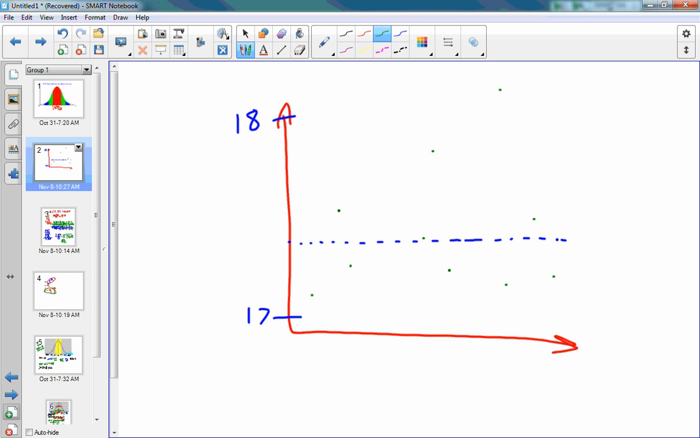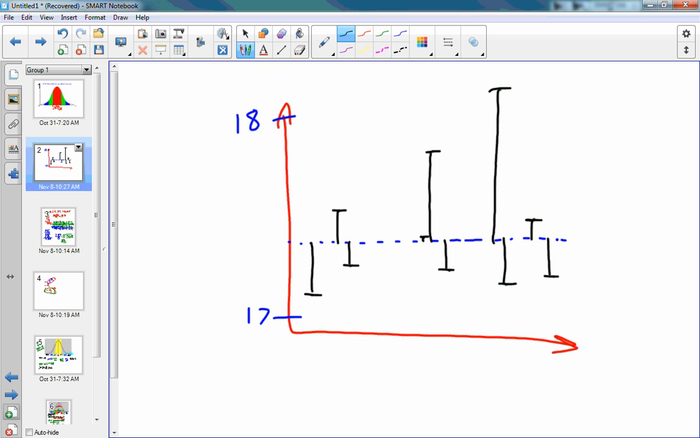Standard deviation is this. If I measure the distance from each point to the mean, the mean is the blue line, I'm going to measure all those distances. Some of them are going to be 6 months, some of them are going to be a year, some of them however many it is. I'm going to measure it.